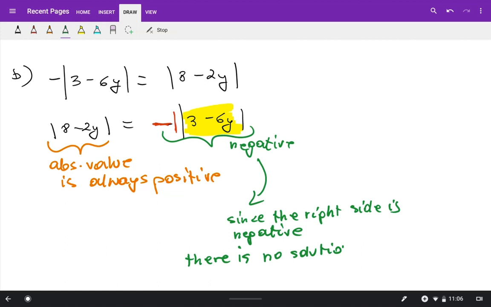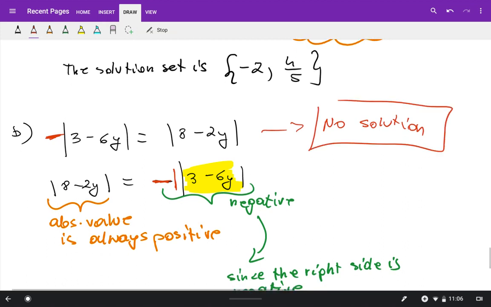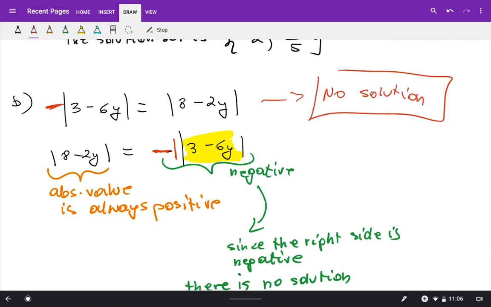So don't even waste time on an equation like this. When you see in front of the absolute value a minus, which is -1, that means no solution. Don't waste time on it. Definitely you will see something like that on a test and you just need to select no solution. We don't solve that.